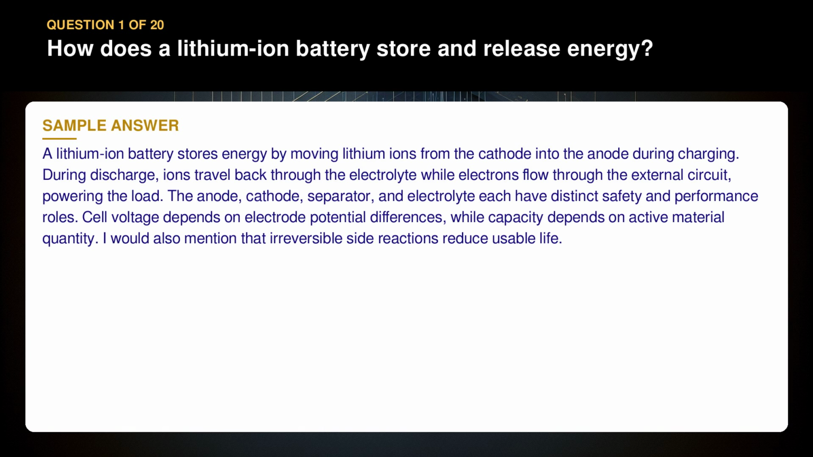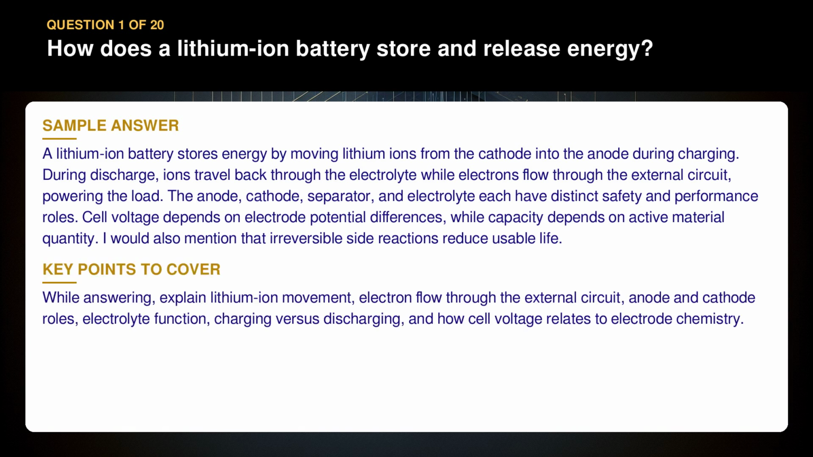The anode, cathode, separator, and electrolyte each have distinct safety and performance roles. Cell voltage depends on electrode potential differences, while capacity depends on active material quantity. I would also mention that irreversible side reactions reduce usable life. While answering, explain lithium-ion movement, electron flow through the external circuit, anode and cathode roles, electrolyte function, charging versus discharging, and how cell voltage relates to electrode chemistry.